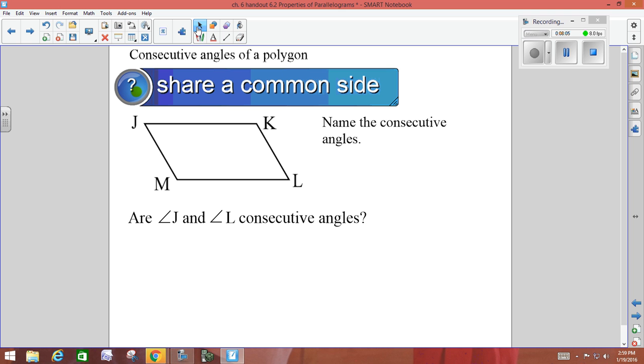What does the word consecutive mean? Okay, how about this? Give me consecutive days of the week. Good. Monday, Tuesday, Wednesday, as opposed to Saturday, Monday, Thursday. In order, one after another, consecutive. So they share a common side, but you could also say that it's one after another.